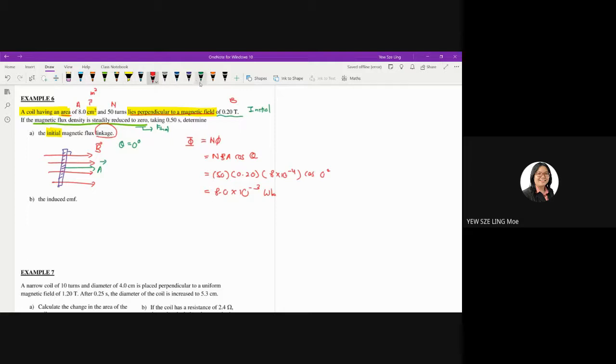Question number 2 asks you to calculate the induced EMF. Now, for induced EMF, you have a coil. And then what happens right here? Now it tells you B changes.